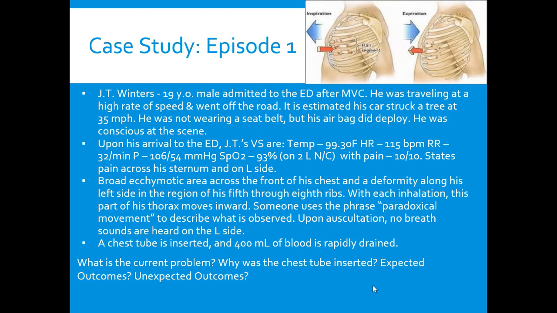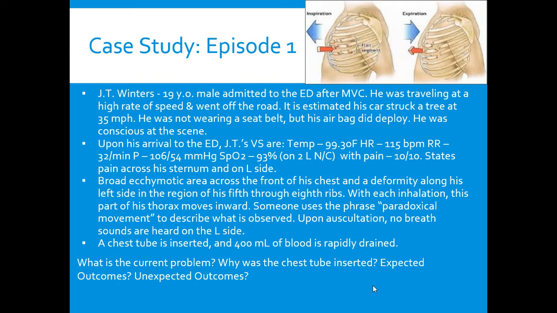So let's do a case study. This is JT Winters. He's a 19-year-old male admitted to the ED after a motor vehicle accident. He was traveling at a high rate of speed and went off the road. It's estimated his car struck a tree at 35 miles an hour. He was not wearing a seatbelt, but his airbag did deploy. He was conscious at the scene.